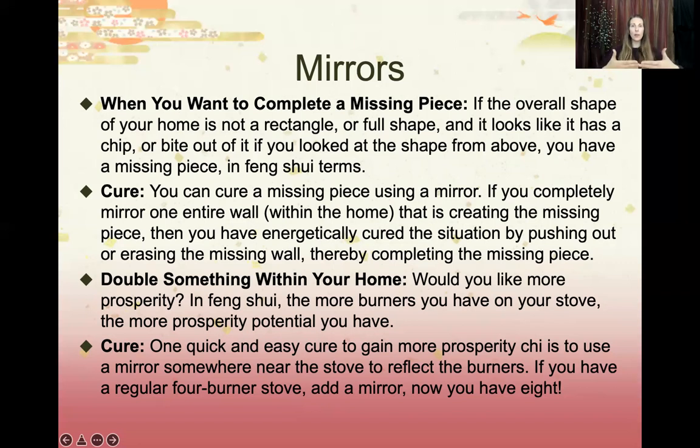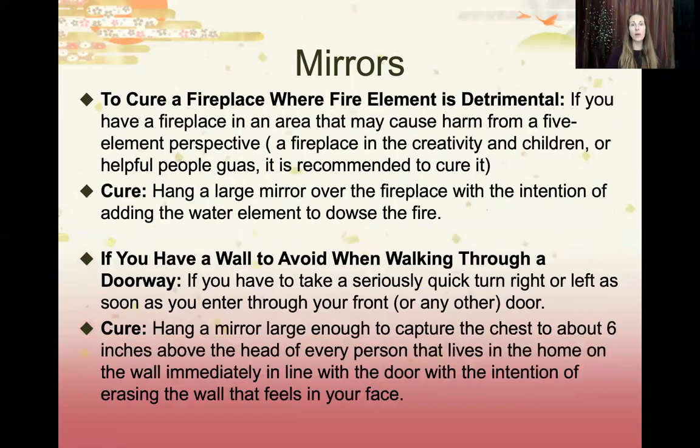Additionally, a lot of people have stoves facing the wall, so you're looking into the wall when you're cooking, and now the whole kitchen is open behind you. This mirror that you place by your burners is now not only reflecting burners to have more, but it's also allowing you to see if somebody's coming behind you.